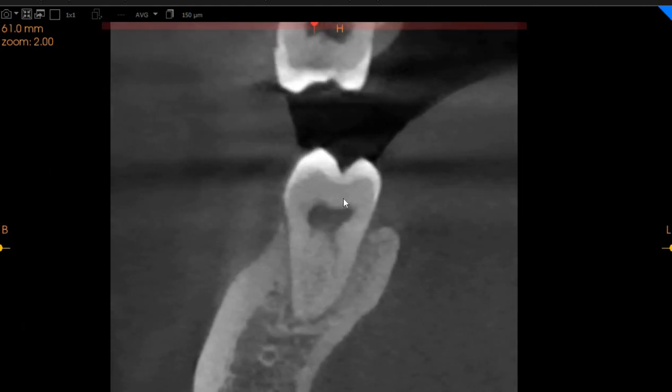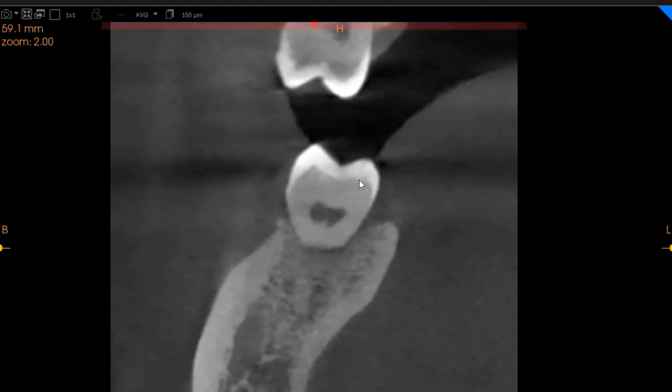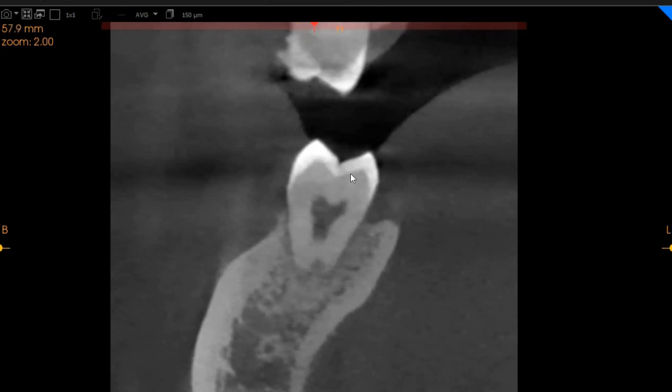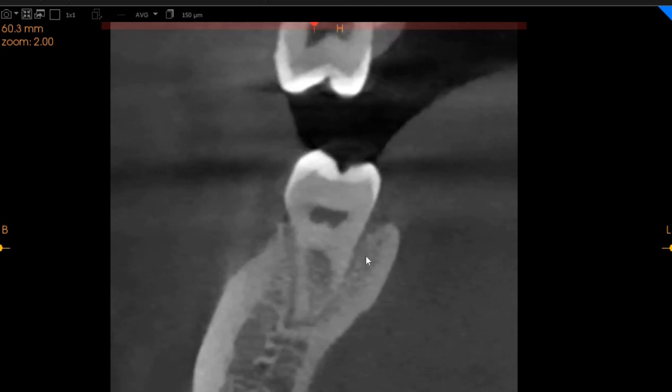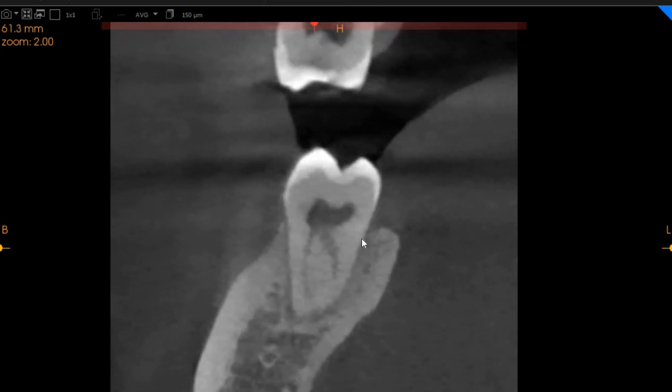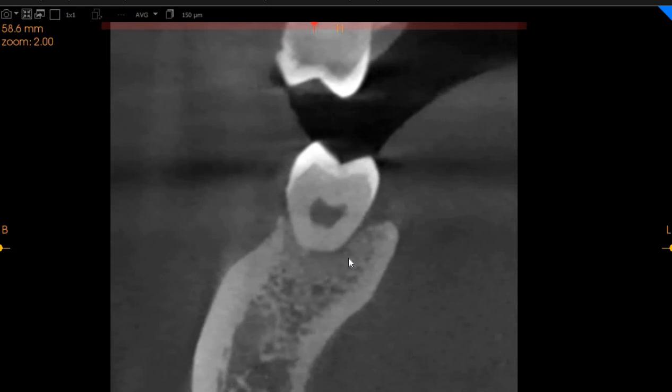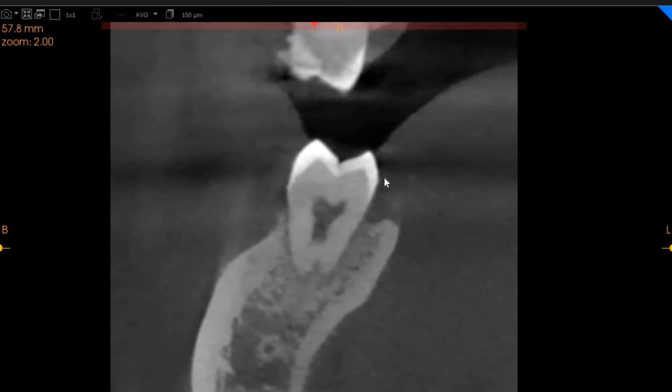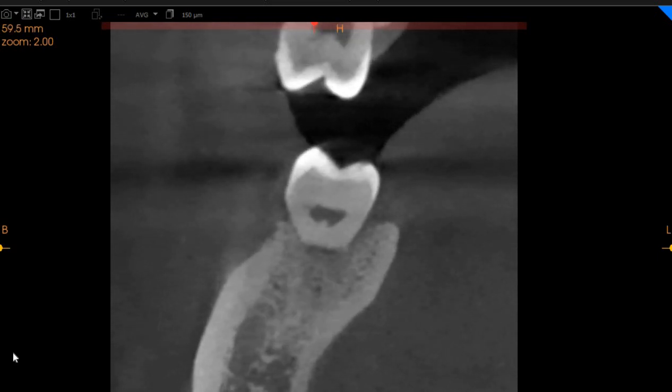The lower right 7, however, we cannot see any fracture line here. You can see this is the mesial root. The mesial root shows no fracture line. This has a very significant canal configuration: two mesial canals, the mesiobuccal and the mesiolingual, which end at one apex. And then we've got the distal root, which has one single wide canal ending in one apex. So we don't see any fractures or cracks in the lower right 7.